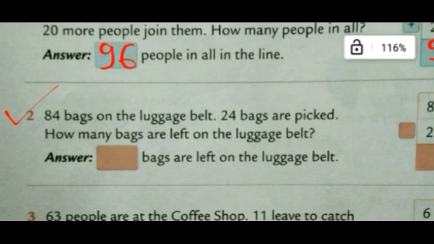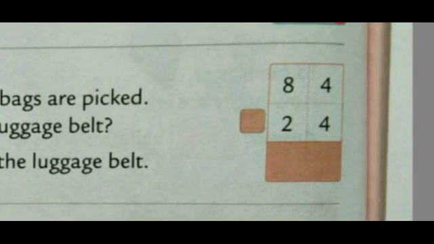84 bags on the luggage belt. 24 bags are picked. How many bags are left on the luggage belt? See, they are asking how many are left on the luggage belt. Left, that means we have to subtract. Because out of 84 bags on the luggage belt, 24 are picked. How many are left? That means we have to subtract.